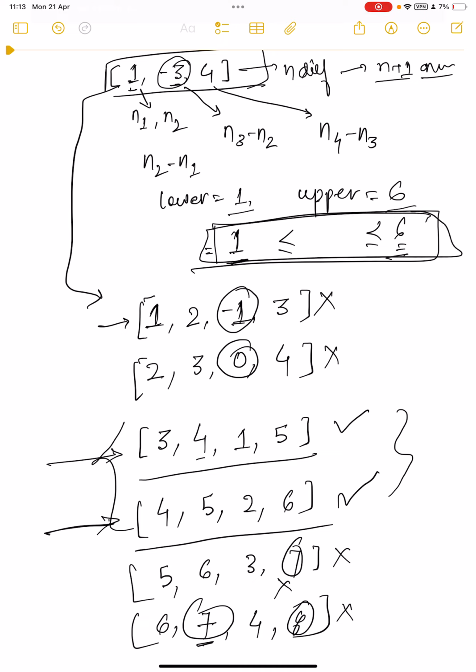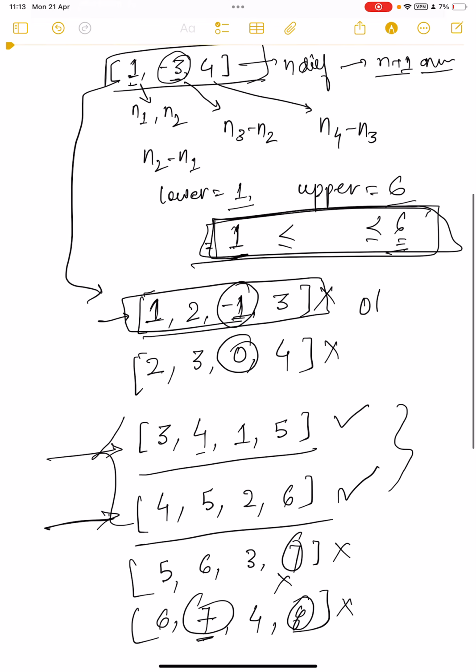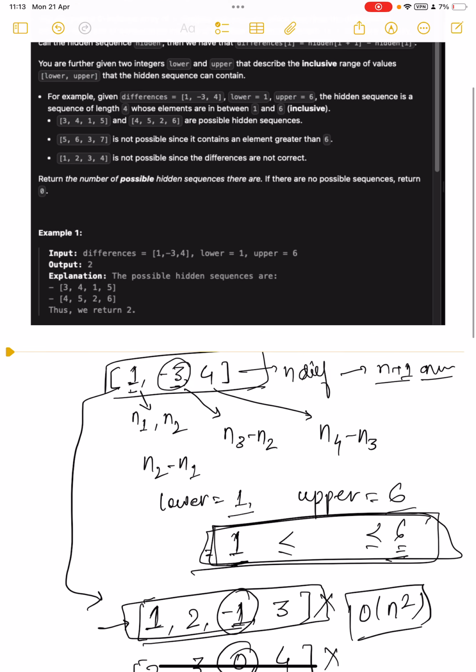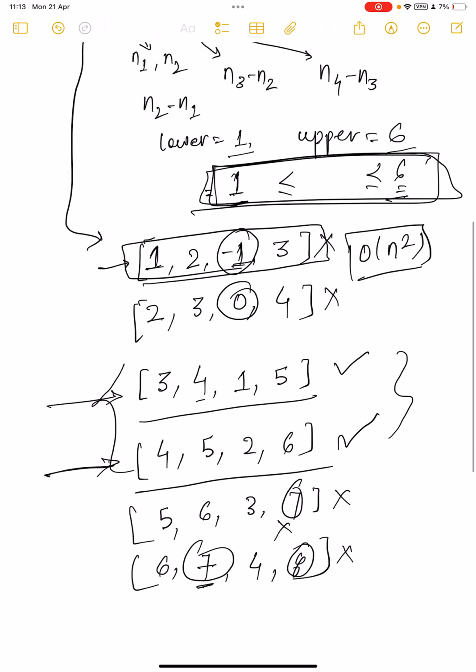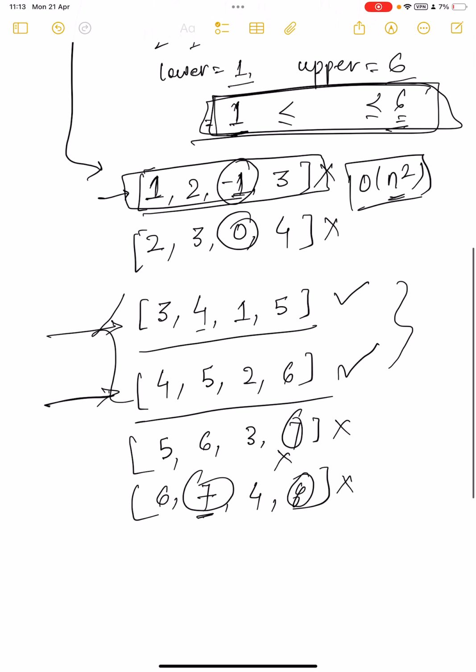Now, this is a brute force approach, where we are trying all the possible numbers which lie between 1 and 6. And for each number, we need to generate a sequence and check whether they lie within that range or not, right? So this becomes big O of n square complexity. But if you look at this question, which is LeetCode 2145, the range is 10 to the power 5. So this solution won't work.